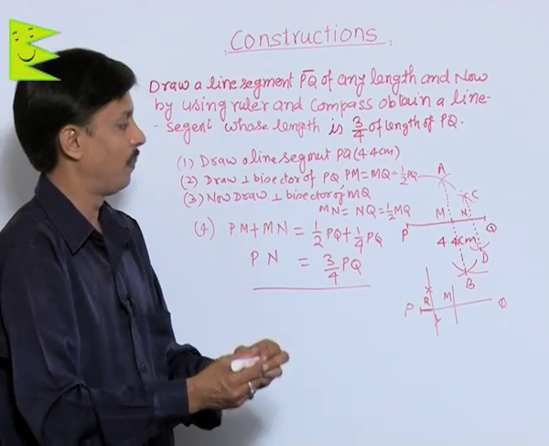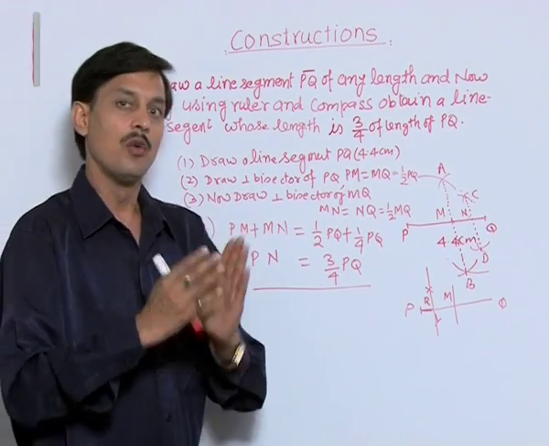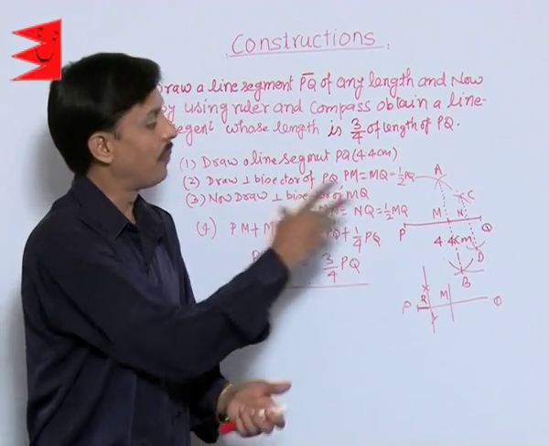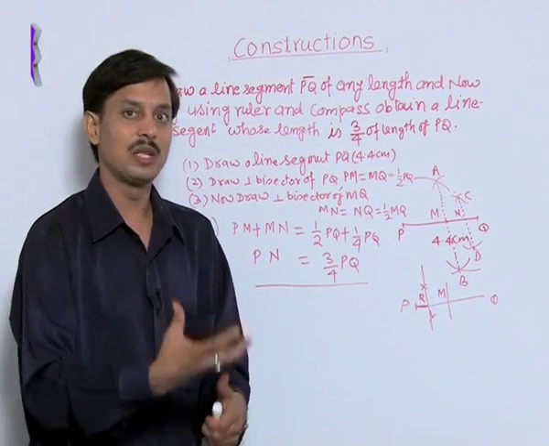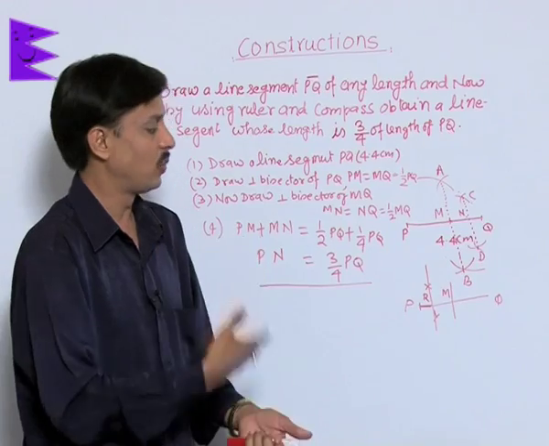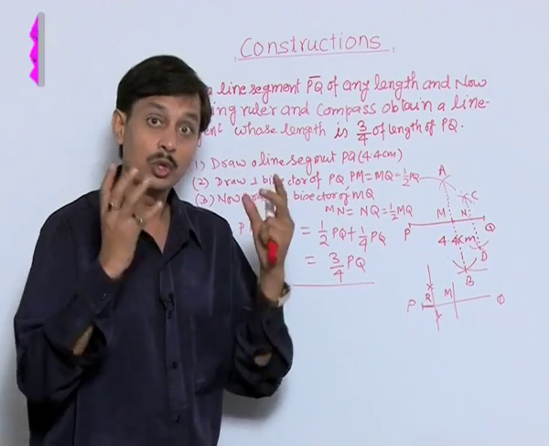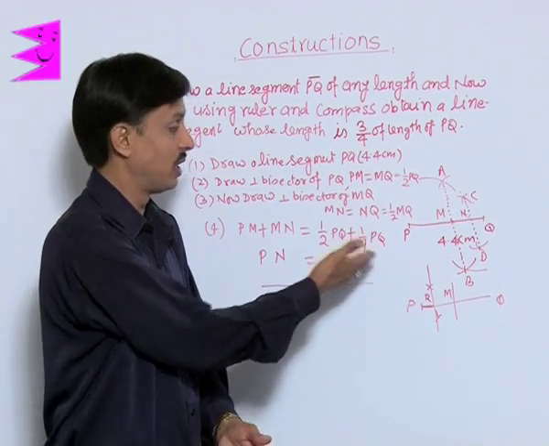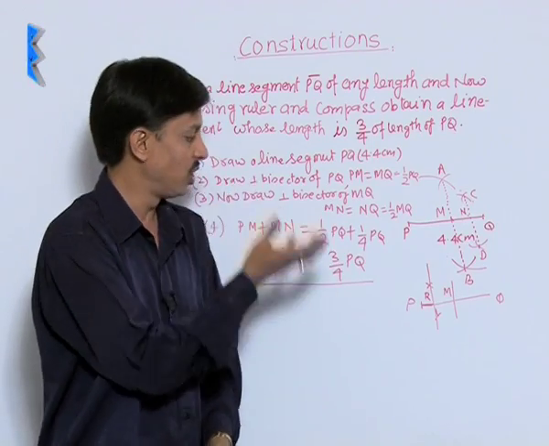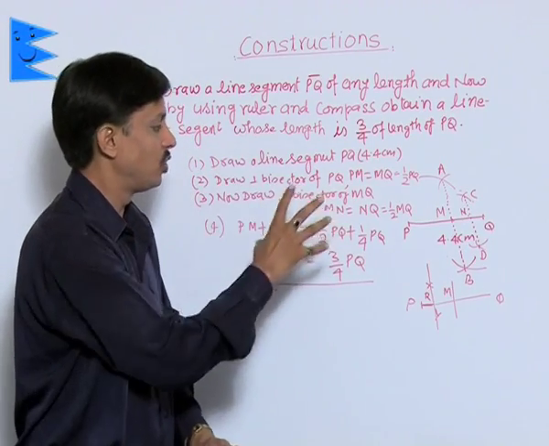So with the help of ruler and compass, we can find the half of the line segment, as well as we can find 1/4, as well as we can find 3/4 also, as shown in the question with logic, reason and justification.